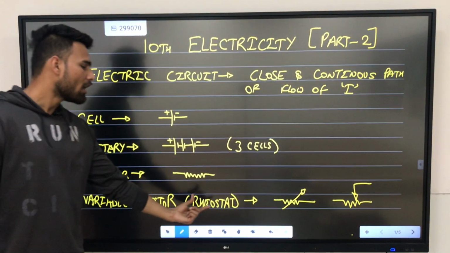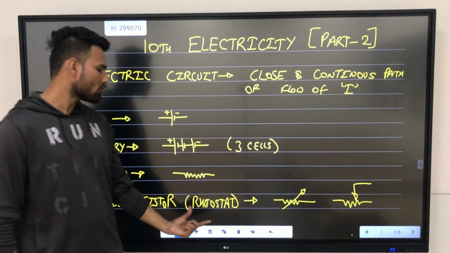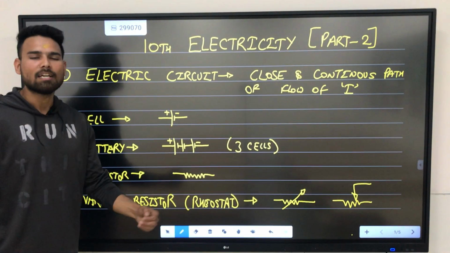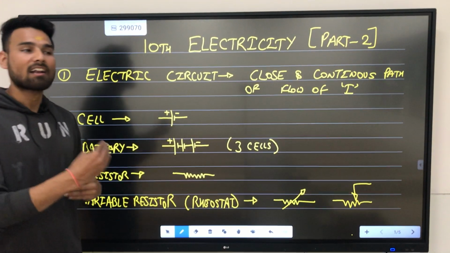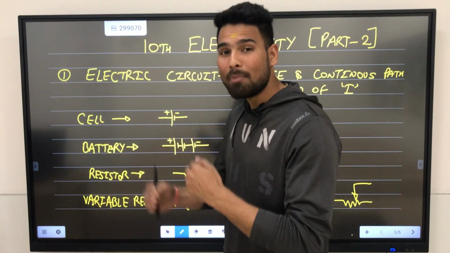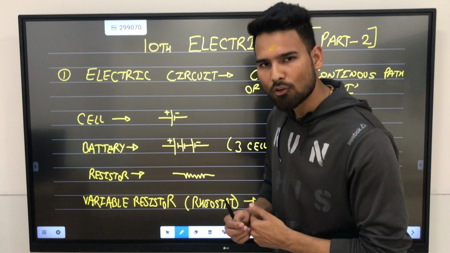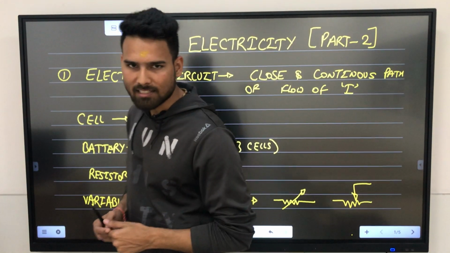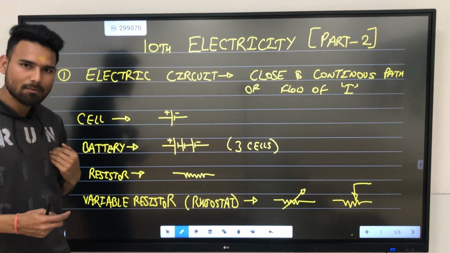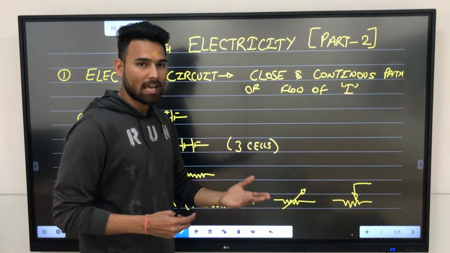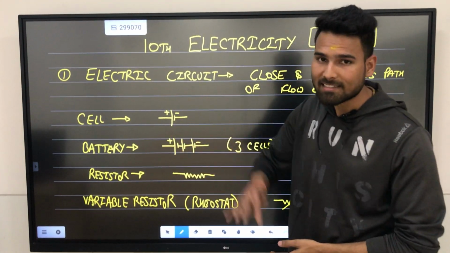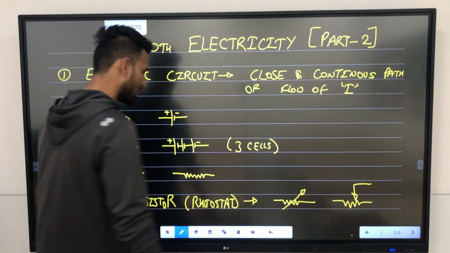Variable resistor or rheostat is depicted by this particular symbol. What does variable resistor mean? It means we can vary the resistance of this resistor. Now, what does resistance mean? The ability of a resistor to resist the flow of electron is called its resistance. Am I clear? A resistor is a material which has the ability to resist the flow of electron, and the ability of that material to resist the flow of electron is called its resistance. So this is a variable resistor.